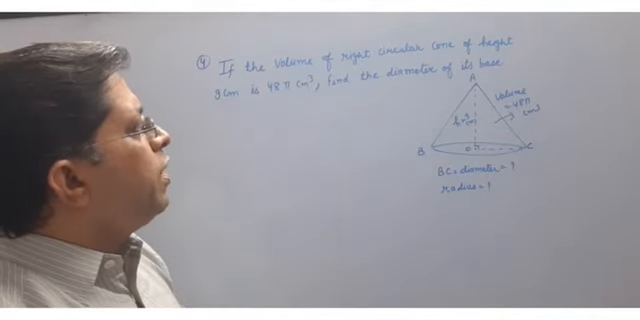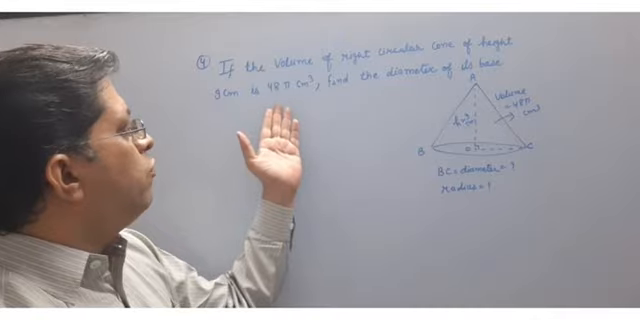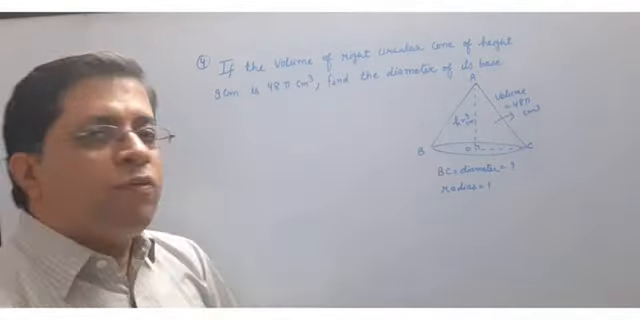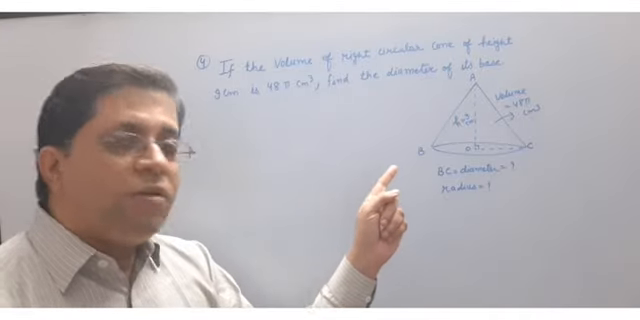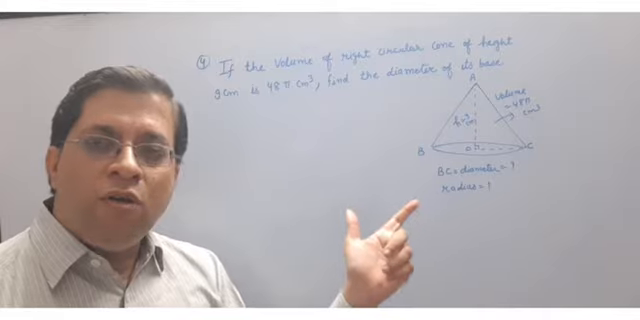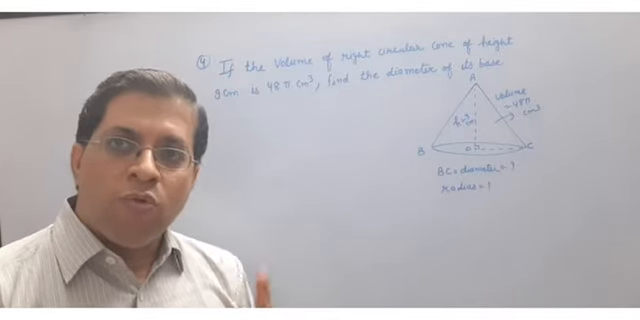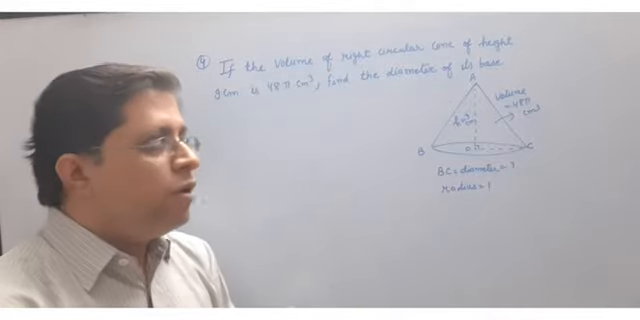If the volume of a right circular cone of height 9 centimeter is 48 pi centimeter cube, find the diameter of its base. We have been given the volume and the height, and what do you have to find out? Diameter. What is the volume of the cone? That is 1 upon 3 pi r square h.